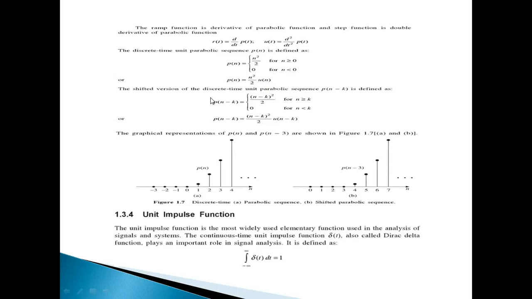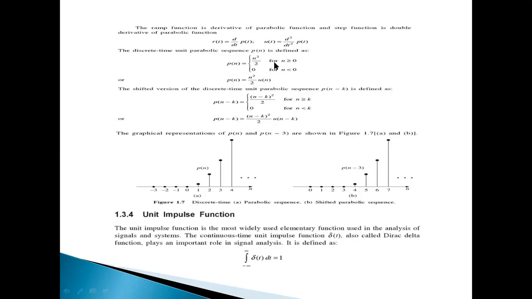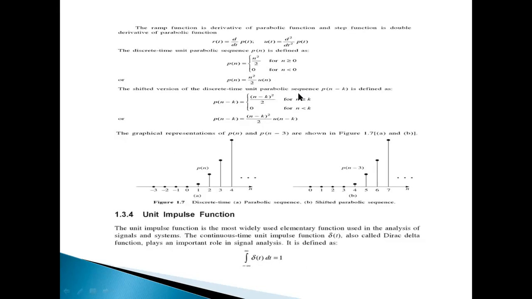And the shifted version of the discrete unit parabolic sequence, p of n minus k, is equal to n minus k whole square by 2 for n greater than or equal to k, and 0 for n less than k. So p of n minus k is equal to n minus k whole square by 2 mu of n minus k. Only the variable changes. Here the continuous variable is t, for discrete it is n. The shifting operation is t minus a in continuous, and n minus k in discrete.